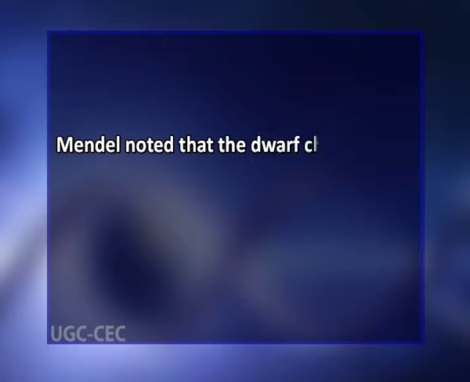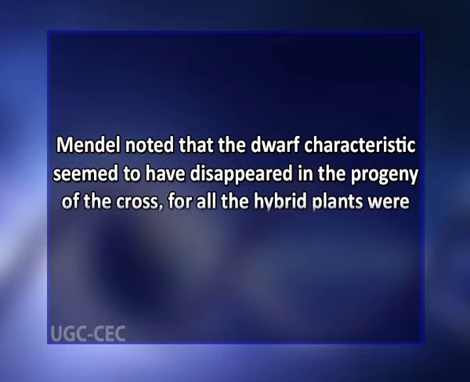The seeds that resulted from these cross-fertilizations were sown the next year, yielding hybrids that were uniformly tall. Mendel obtained tall plants regardless of the way he performed the cross, that is, tall male with dwarf female and dwarf male with tall female. Thus, the two reciprocal crosses gave the same results. Even more significantly, however, Mendel noted that the dwarf characteristic seemed to have disappeared in the progeny of the cross, for all the hybrid plants were tall.